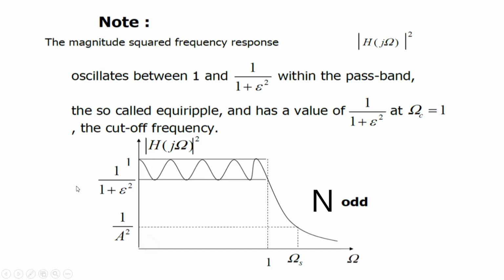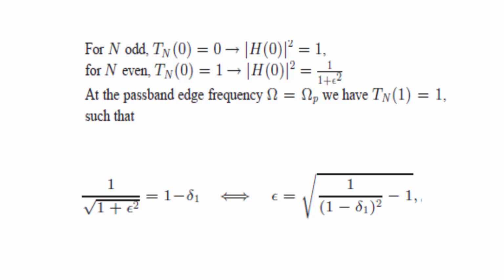So this 1 plus epsilon square under root, this is not j omega square, but this is H j omega. In that case, H j omega equals 1 over under root of 1 plus epsilon square. This is equal to 1 minus delta 1. Delta 1 is the attenuation starting from 0 dB going downwards. That means if it is a minus 3 dB frequency, then delta 1 will be minus 3 dB. 1 over under root of 1 plus epsilon square is 1 minus delta 1.